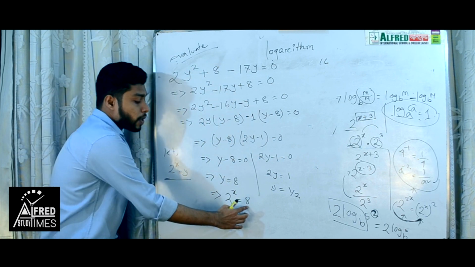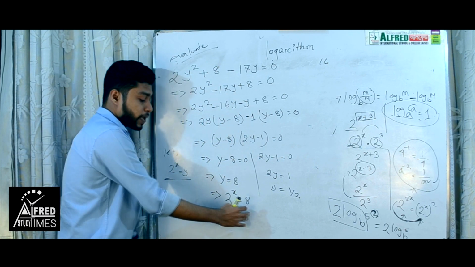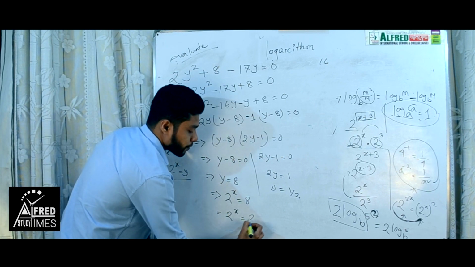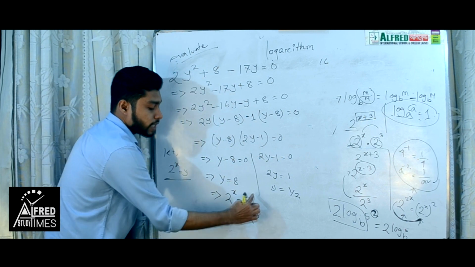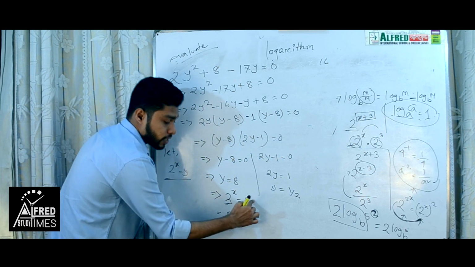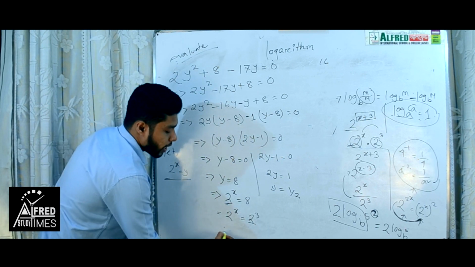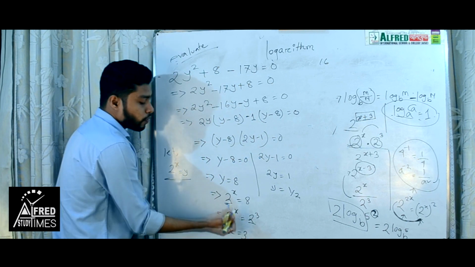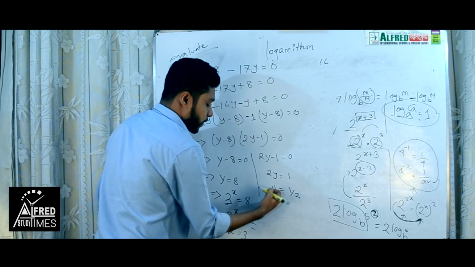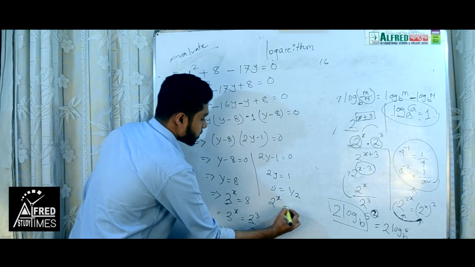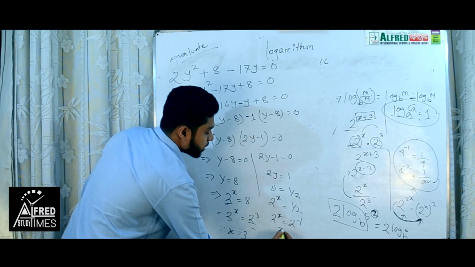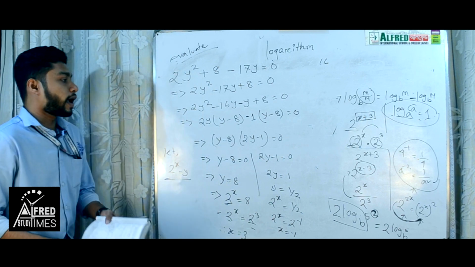So here the base is not the same, so we can make the base the same. We can write 2^x = 2^3, because 2 cubed means 8. Since the base is 2, we make 8 into base 2, so x is 3, because by the formula we can cancel the base and keep the power. In the same way, 2^x = 1/2 = 2^(-1), so x = -1. So here I have finished this math.